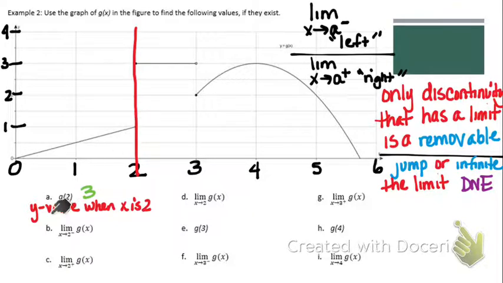So the limit as x approaches 2 from the left. So again, this means x approaches 2 from the left. So what do you think the limit would be? Where is it touching the line? 1. So the answer would be 1. Part C has a little plus sign, so that means from the right.